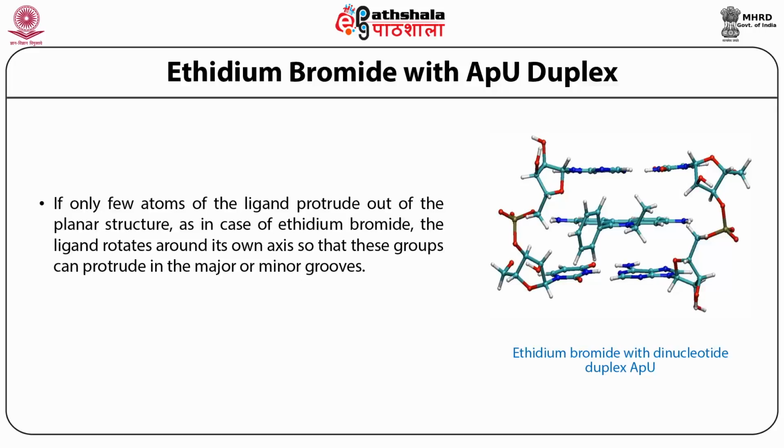We show in this picture the structure of Ethidium Bromide with a dinucleotide sequence ApU duplex. Only few atoms of the ligand protrude out of the planar structure, as in the case of Ethidium Bromide. The ligand rotates around its own axis so that these groups can protrude in the major or minor grooves. The structure shows Ethidium Bromide with dinucleotide duplex ApU.